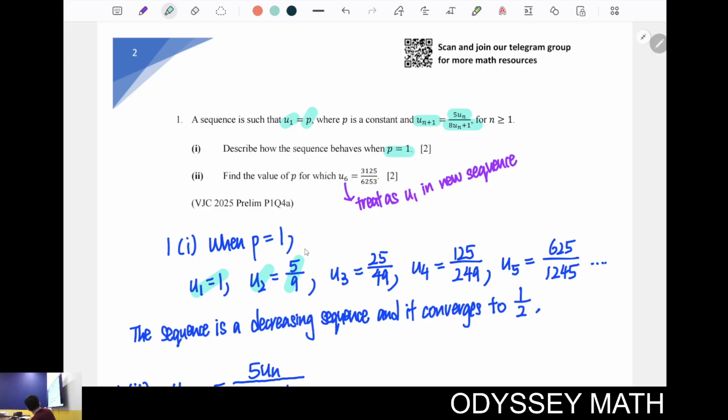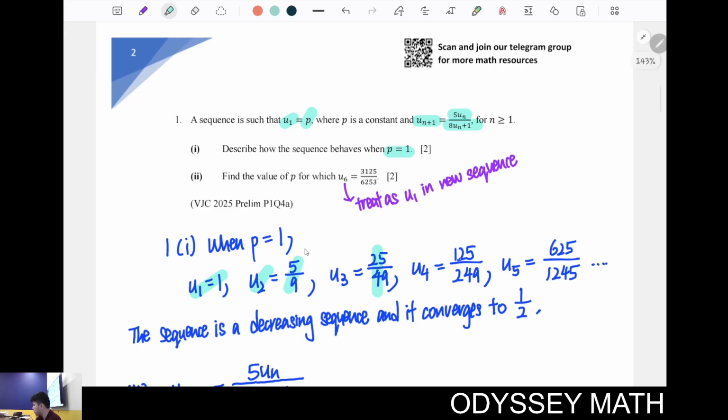The sequence is a decreasing sequence because you can see from u1 to u5 it is decreasing. And then after that, it will converge to half. So it's a pattern that you must observe. You can see that 25 over 49 is close to 1/2, 125 over 259 is even closer, 625 over 1245 is even closer. So that is how you describe the behavior. First thing, is it a decreasing, increasing or constant sequence? Second thing, whether it converges or diverges.